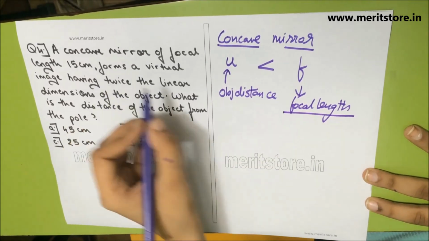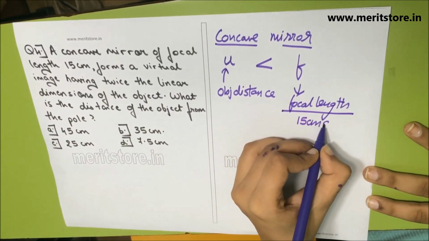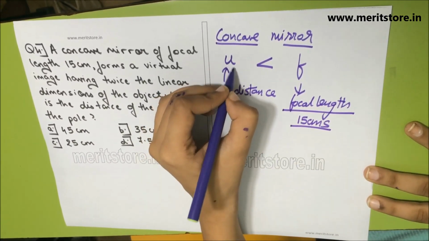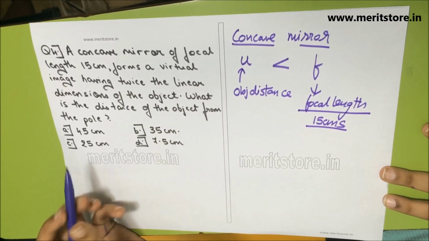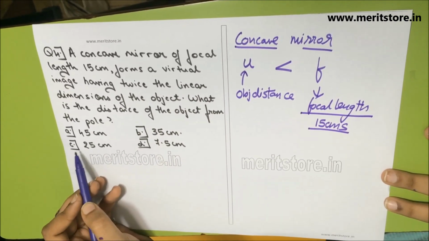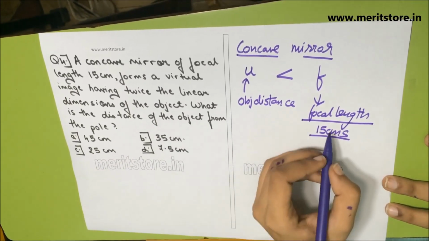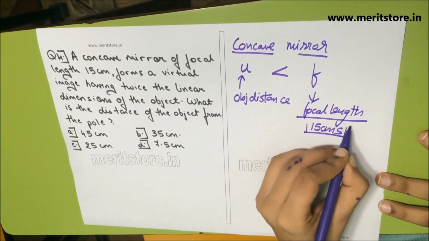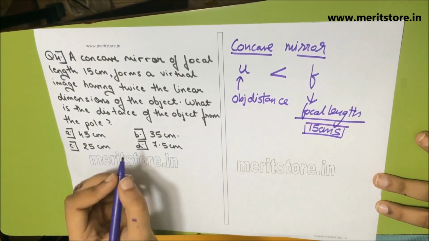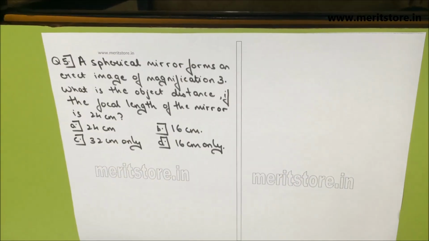The given focal length is 15 centimeters. Thus my u should be less than 15 centimeters. A, B and C are 45, 35 and 25 respectively. All three of them are greater than 15 centimeters, that is greater than the focal length. Hence my correct answer will be D.